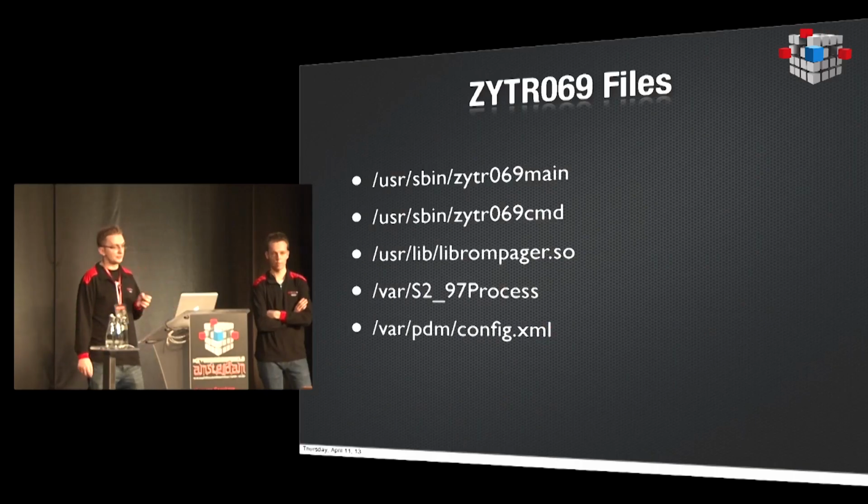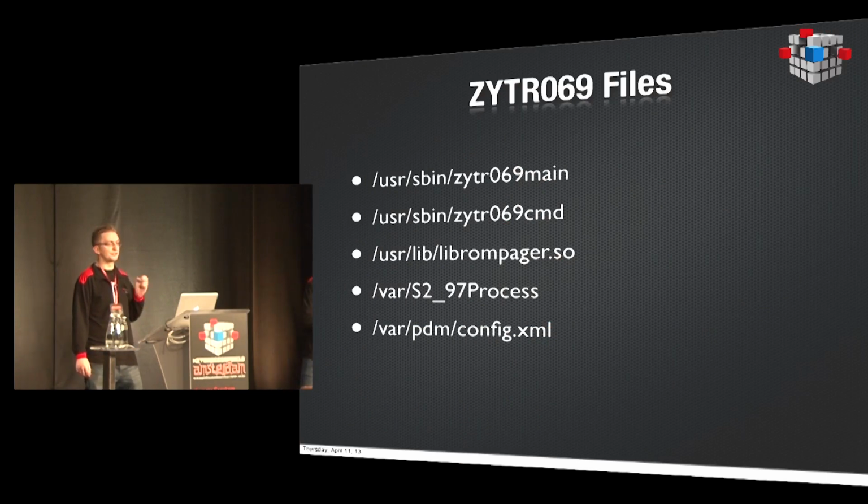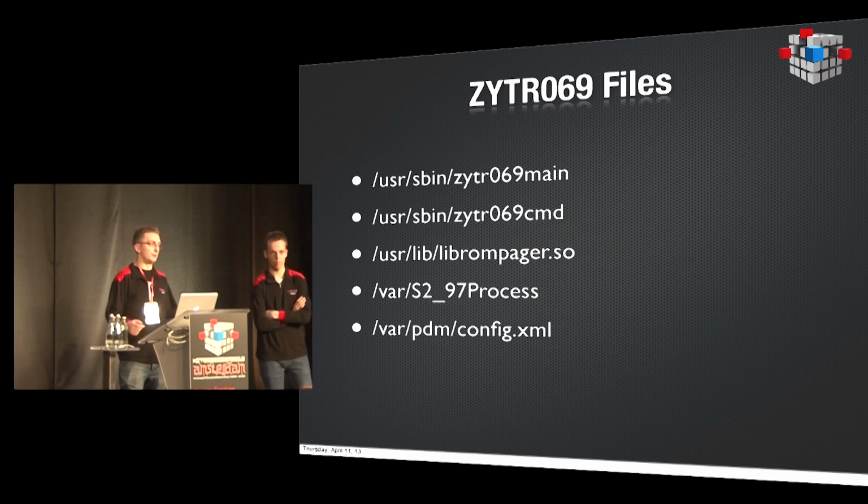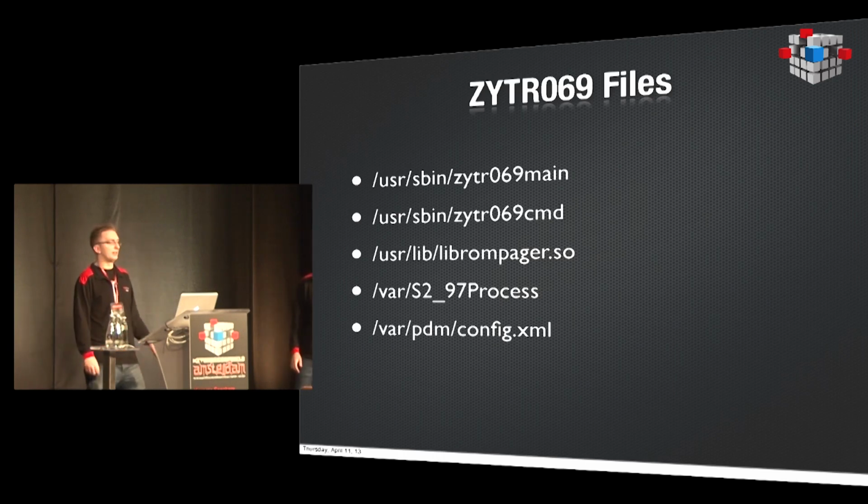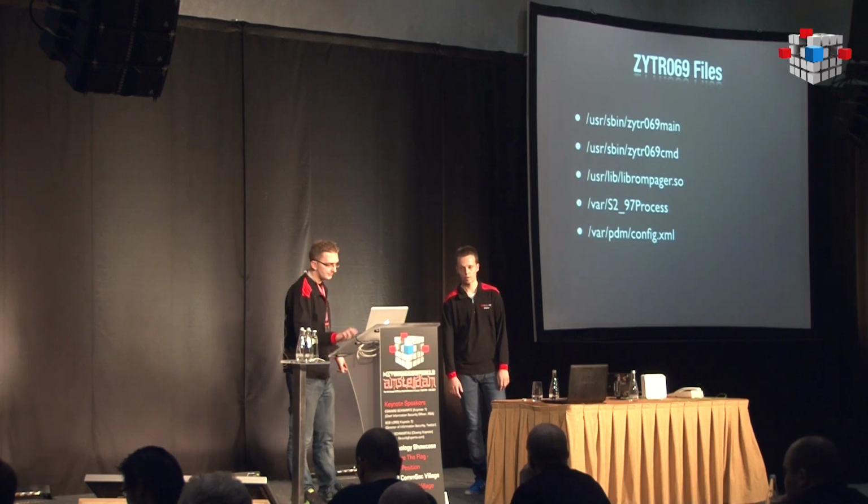Then there are two more files which are less interesting, but I'll cover them anyway. There's /var/S297 process, which is an init script for the ZyTR069 daemon. So it's invoked when the modem boots, it can start the daemon, and if you pop a shell on your own modem, you can invoke it yourself to restart the daemon once it crashes. And last but not least, there's a config.xml file storing various settings.